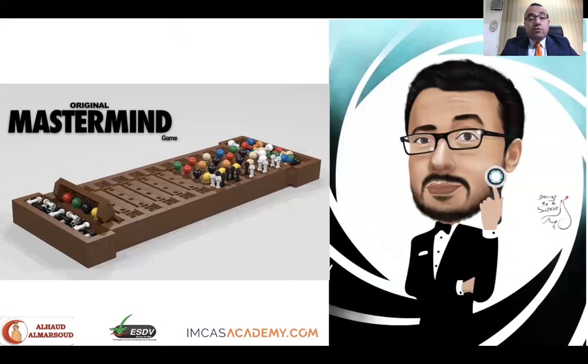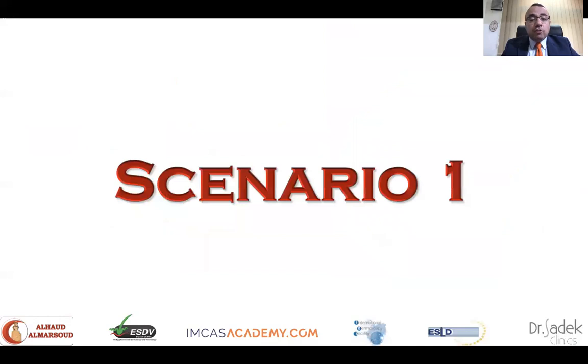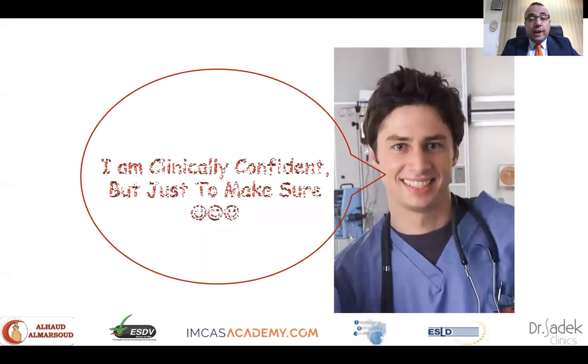So now let's start our mastermind games. In these games, I'll take you through 10 scenarios and I'll ask you 25 questions. I'll give you 20 seconds for each question to answer first by yourself, and I'll be counting this on my clock. And afterwards, I'll go on discussing the answers with you during the upcoming 40 minutes. So let's go directly to the first scenario.